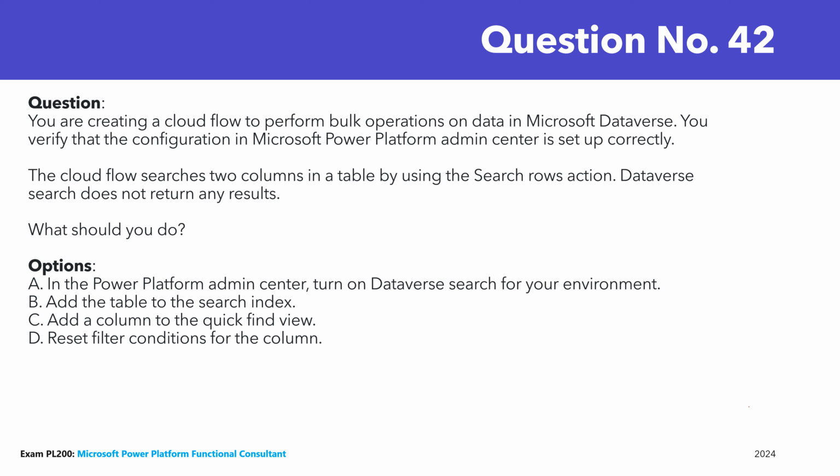Options. A. In the Power Platform Admin Center, turn on Dataverse search for your environment. B. Add the table to the search index. C. Add a column to the quick find view. D. Reset filter conditions for the column.